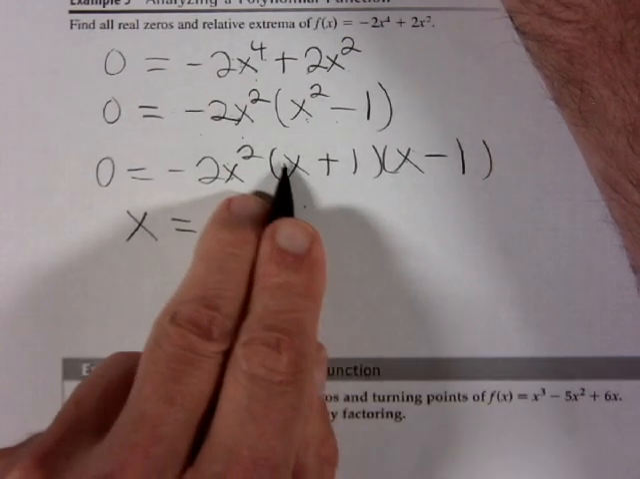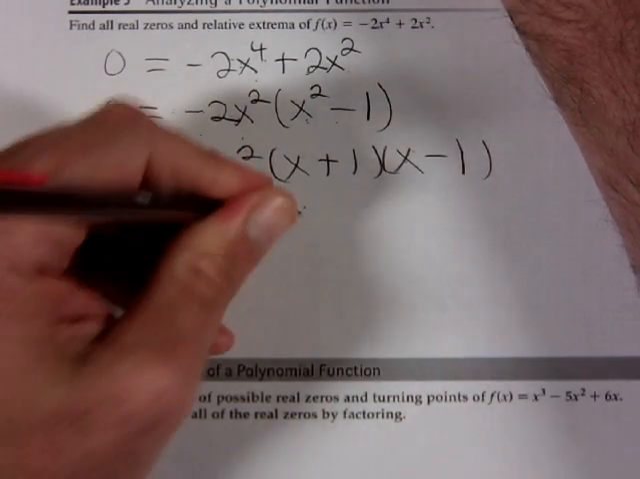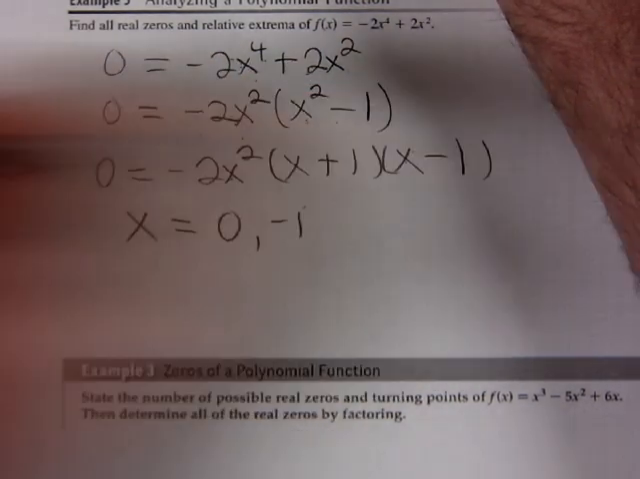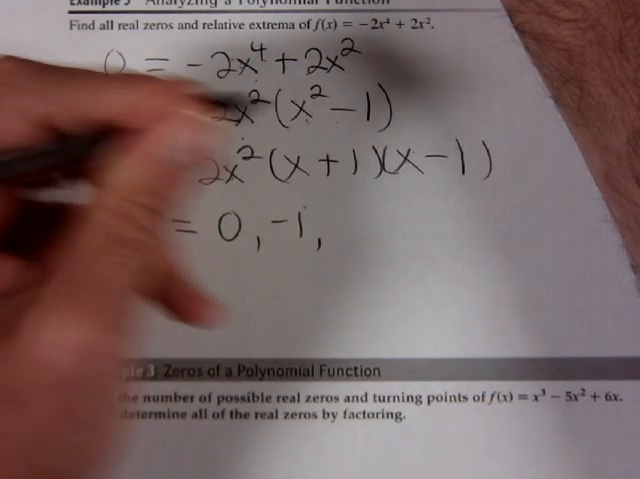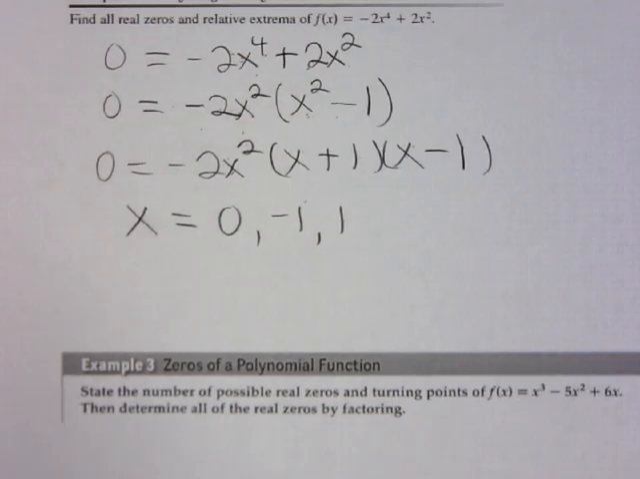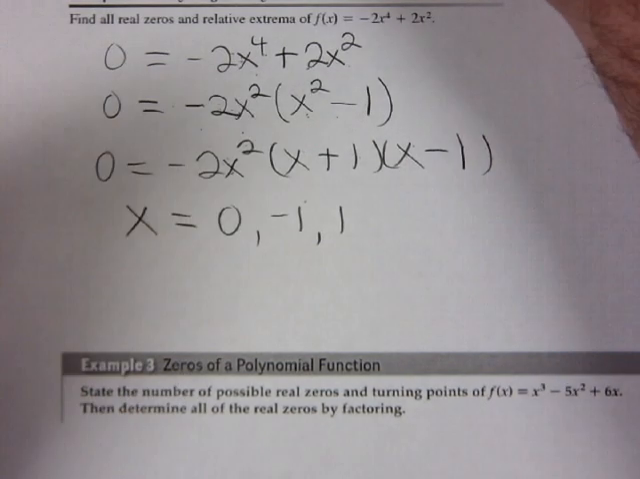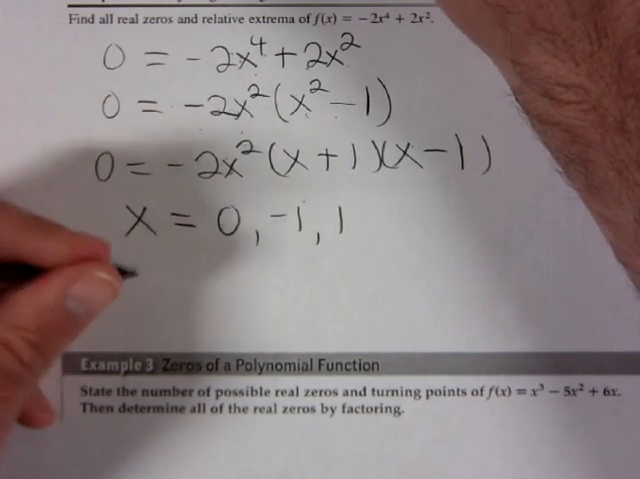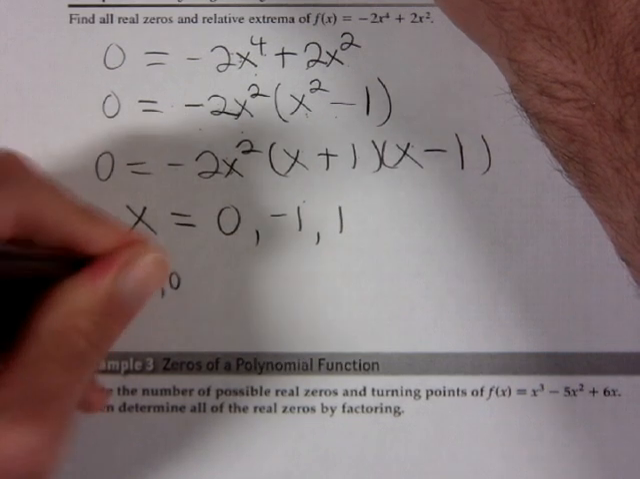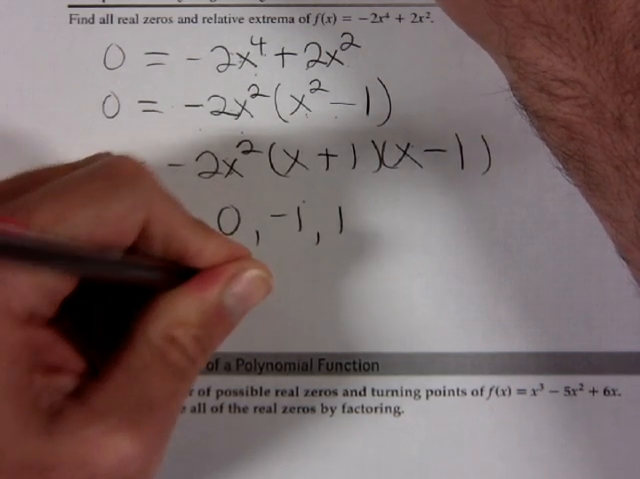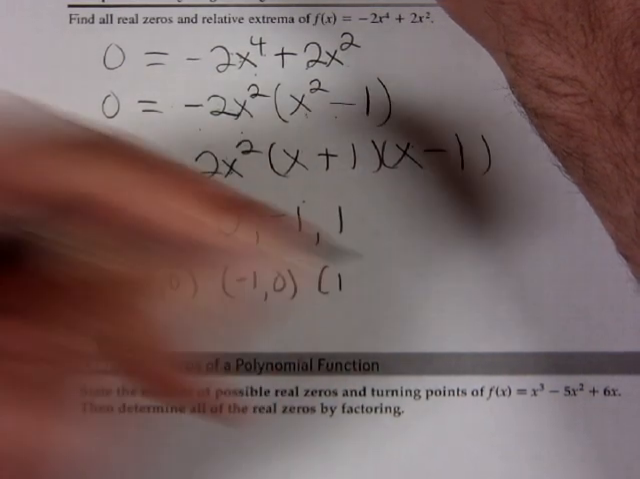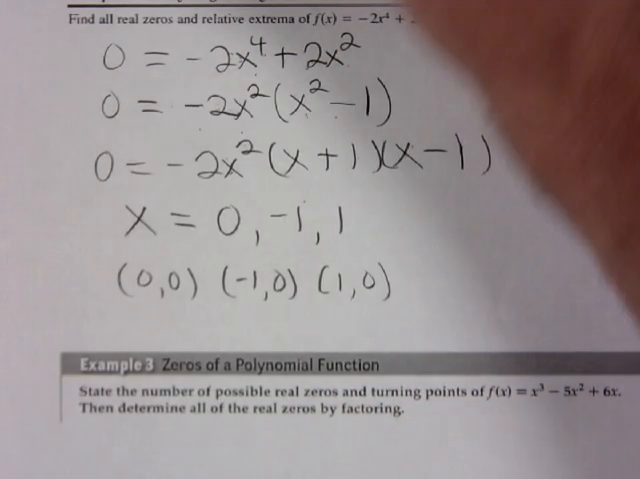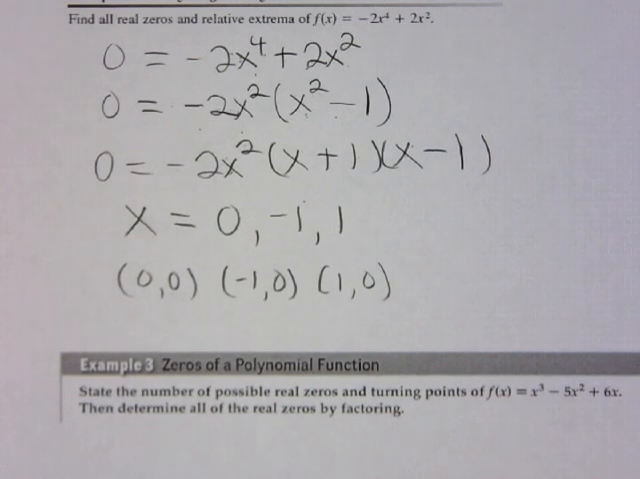Here, if I make this a -1, that would 0 this one out, which would in turn 0 everything else out. And here, if I just plug in a 1. So those are my three x values that would be zeros for that equation. And so now I just want to take them and turn them into points. 0, 0, -1, 0, and 1, 0. Those are all of the zeros for this particular polynomial function.